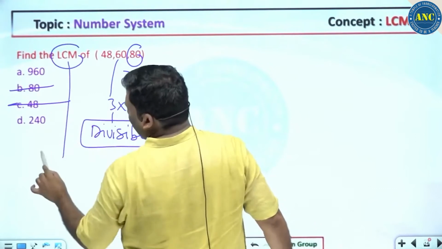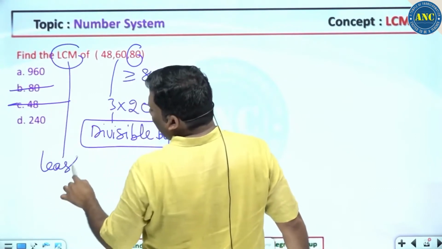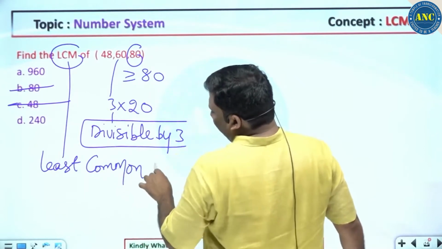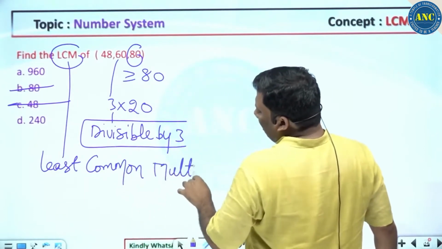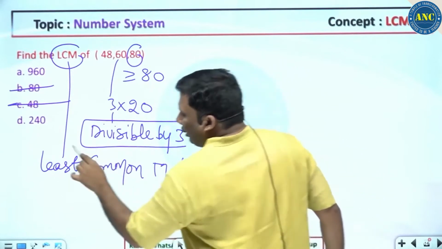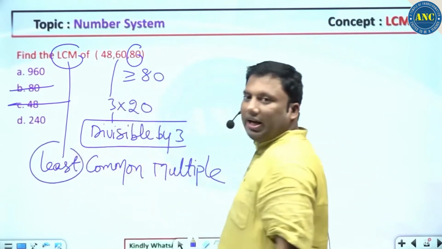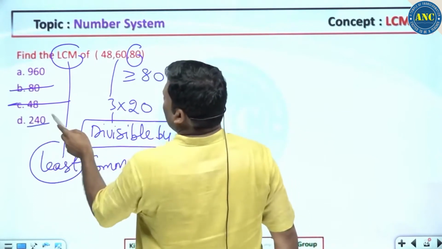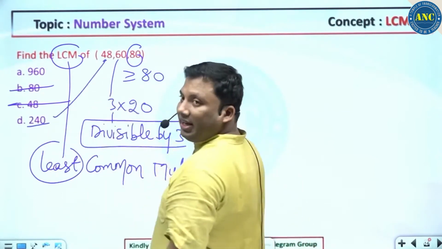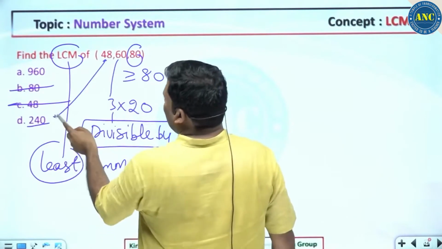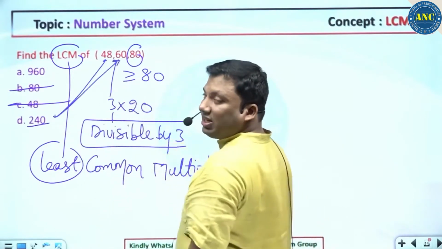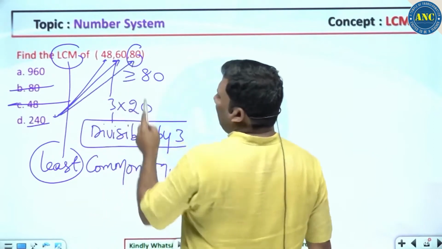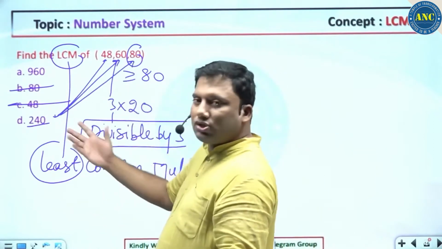The definition of LCM is least common multiple. Least means smallest, so take the smallest among the two numbers. 240. Is 240 divisible by 48? Yes, 5 times 48. Is 240 divisible by 60? Yes, 4 into 60. Is 240 divisible by 80? Yes, so the answer is 240.